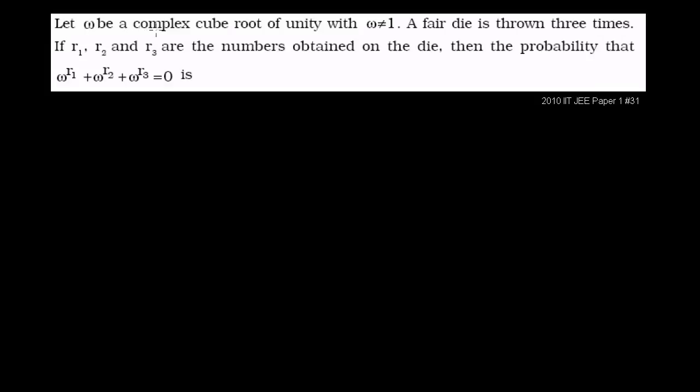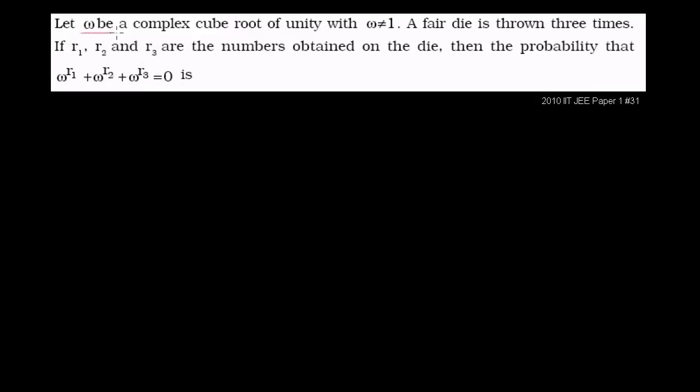Let omega be a complex cube root of unity with omega not being equal to 1. A fair die is thrown 3 times. If r1, r2, and r3 are the numbers obtained on the die, then the probability that omega to the r1 plus omega to the r2 plus omega to the r3 equals 0 is. This is a fascinating problem. So let's just start with the first part and then see if some patterns fall into place for us to be able to tackle the second part.